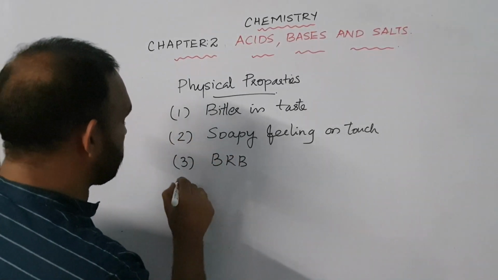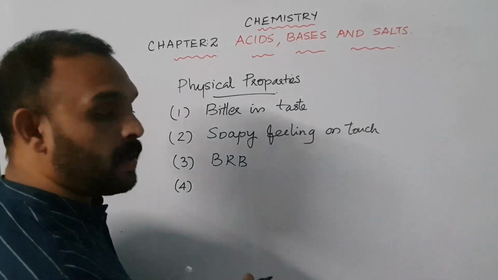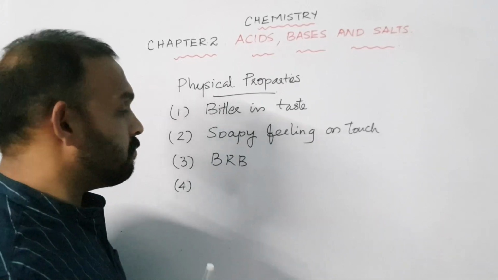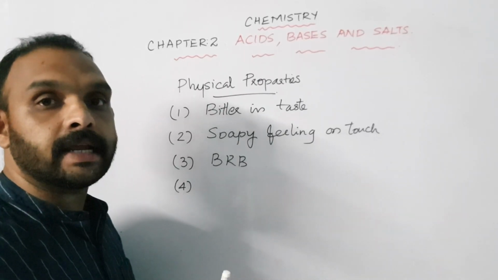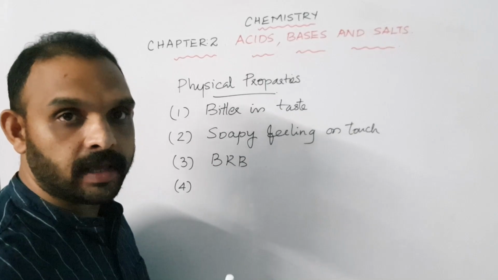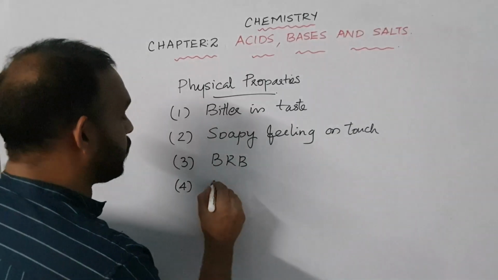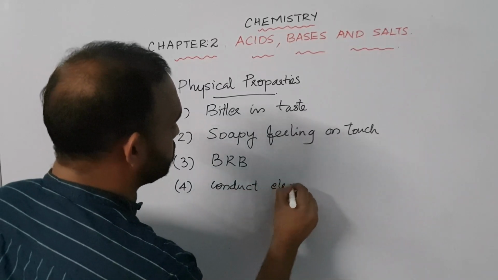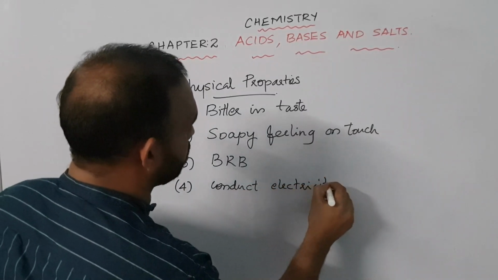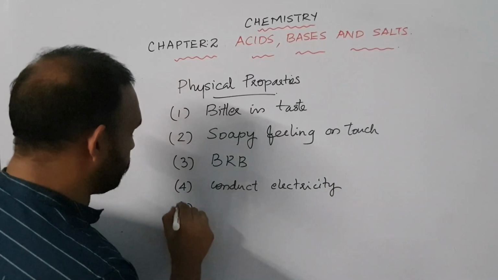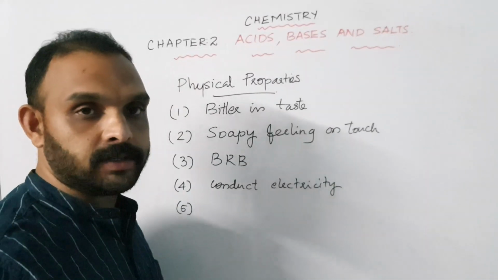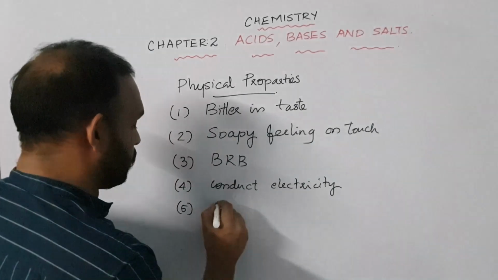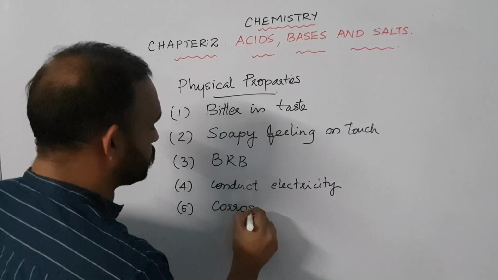Now the fourth physical property of bases is being electrolytes. Bases are commonly electrolytes. Being electrolytes, they conduct electricity very easily because they have ions. So they are good conductors of electricity. Now we have the fifth one. Bases, or some bases, are generally corrosive in nature. Corrosive, do you know what is meant by corrosive?